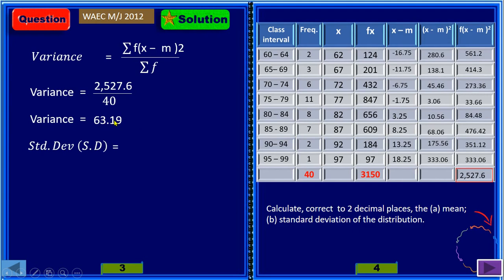So now that we have calculated the variance, the standard deviation is equal to the square root of the variance. So now we replace the variance here with 63.19. Therefore standard deviation will be equal to the square root of 63.19. Now using calculator, we can easily calculate this. That will give us a standard deviation of 7.949, which is 7.95 to 2 decimal places.